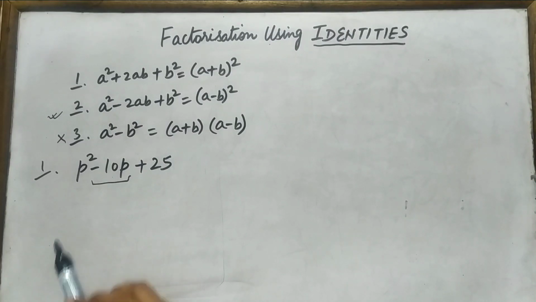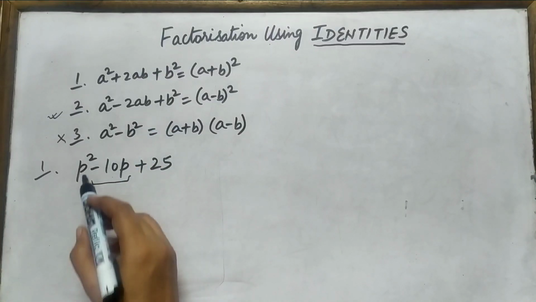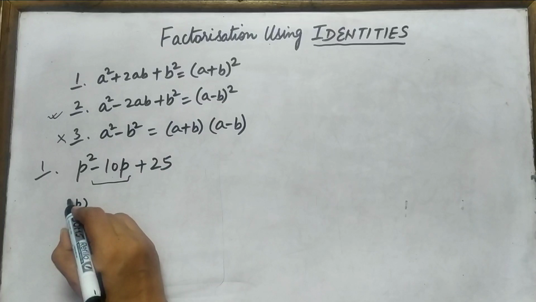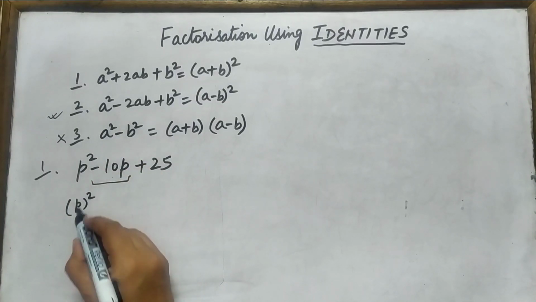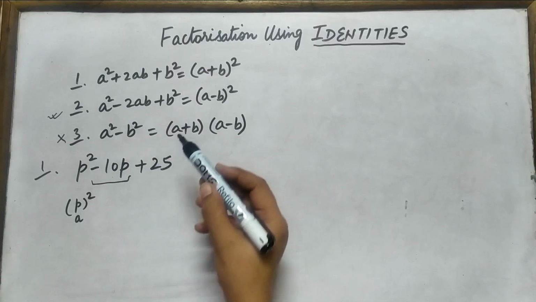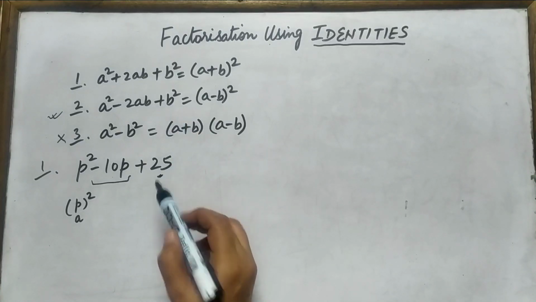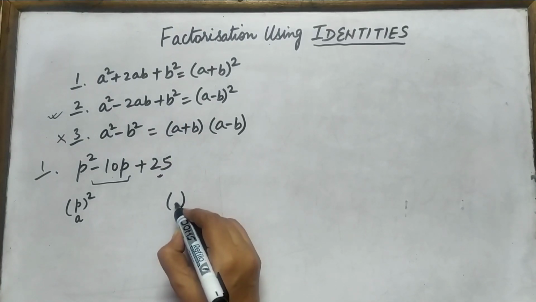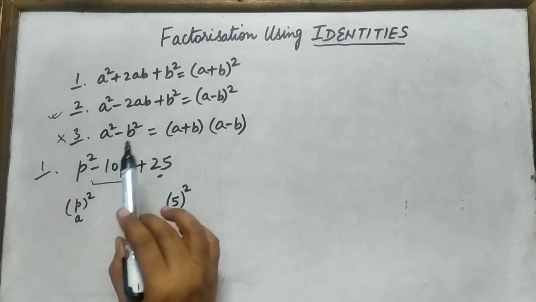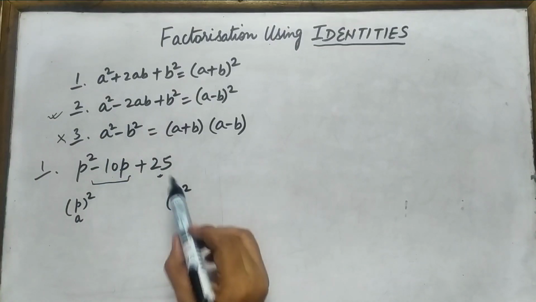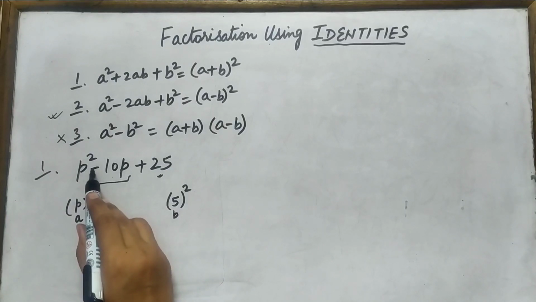What we have to do is compare the given question with the left hand side of identity. Like p square, we have to write it like this, and it is the first term compared. p is a. Then we have to find the other term having square, and it is here 25. We will write it as 5 square. 5 square is 25. And we are now having first a and then b. And the middle term is 2ab with negative sign. Negative is already there.